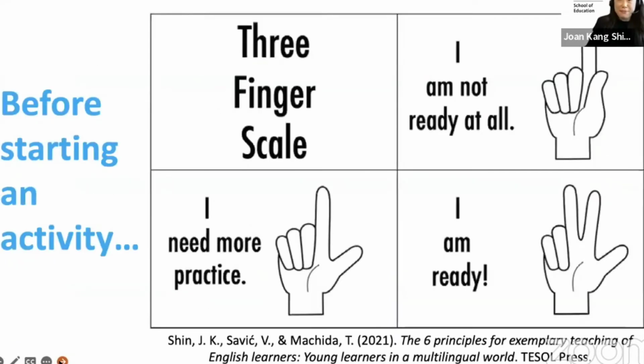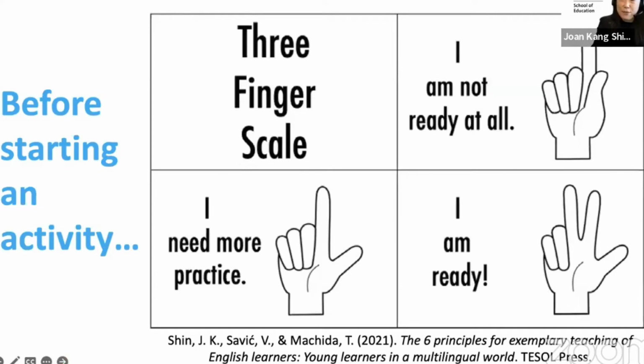Another way is to use a three-finger scale. So before starting an activity, you might check in with students, right? So you can see here that they could say, okay, one finger is, I'm not ready at all. Okay, two fingers, I need more practice. Okay, or three fingers, I'm ready.